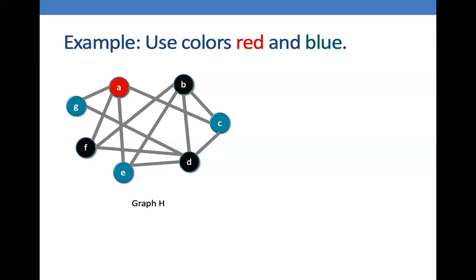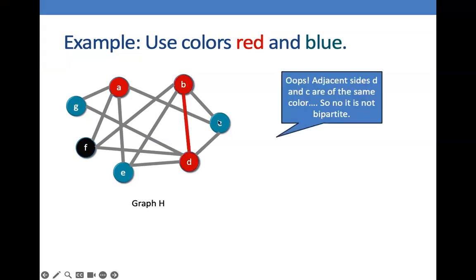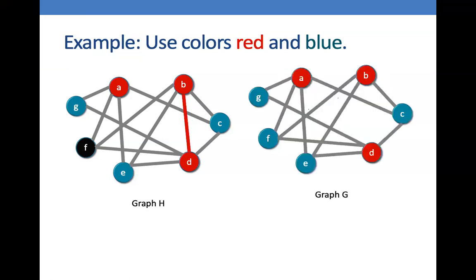So since all of the adjacent vertices of C must not be blue, we color this red. However, the adjacent vertices B and D are of the same color. So they should be B and D. Okay? And so we can say that they are not bipartite. So this is the difference between graph H and graph G. It is only graph G that is bipartite, but not graph H.